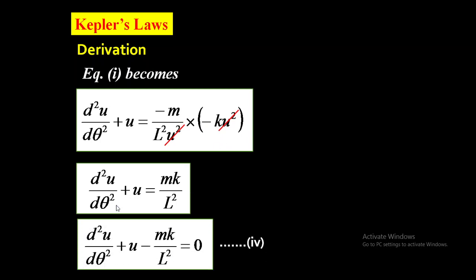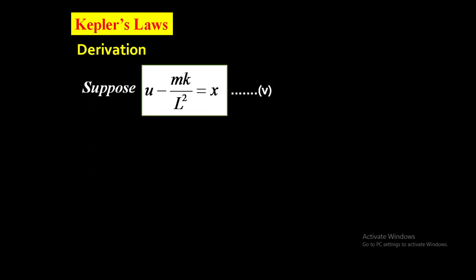If I take mk upon l square to the left hand side, then I get the differential equation d2u by d theta square plus u minus mk by l square is equal to 0. This is equation number 4. We started the derivation with the differential equation of the orbit and modified the equation by putting in the value of f of 1 by u, and then we get this equation d2u by d theta square plus u minus mk upon l square is equal to 0.